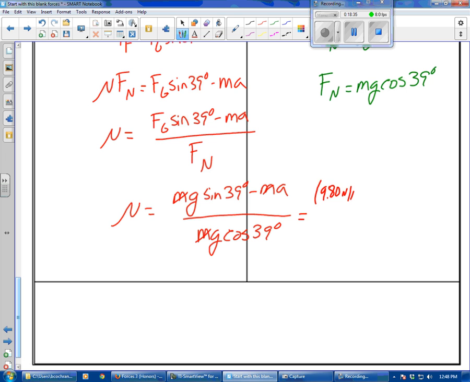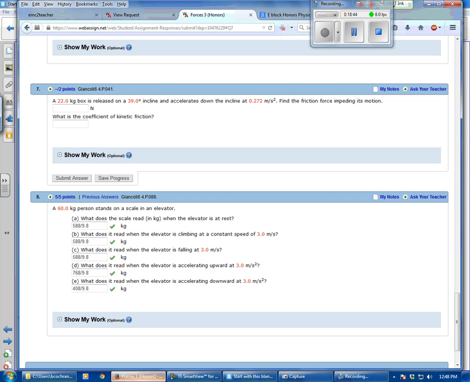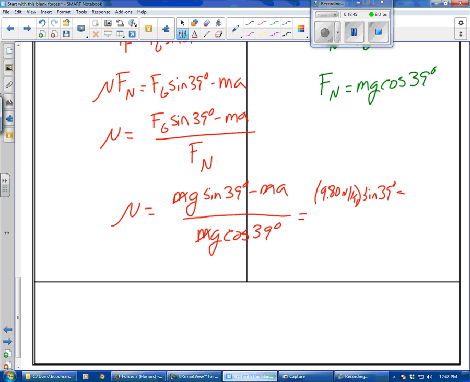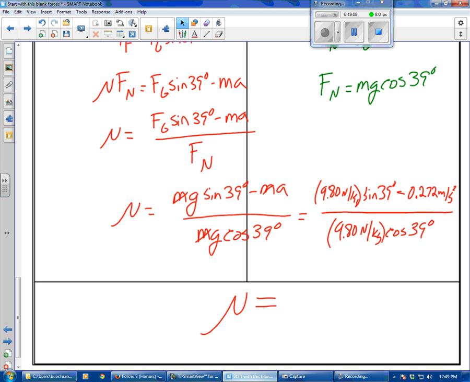And now it's really substituting in 9.8 newtons per kilogram sine 39 degrees minus, what acceleration does it tell me? 0.272 meters per second squared all over 9.80 newtons per kilogram cosine 39 degrees. And I put all those into my calculator.